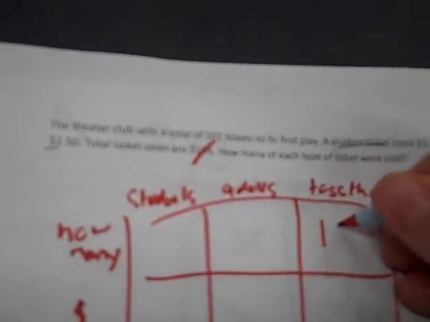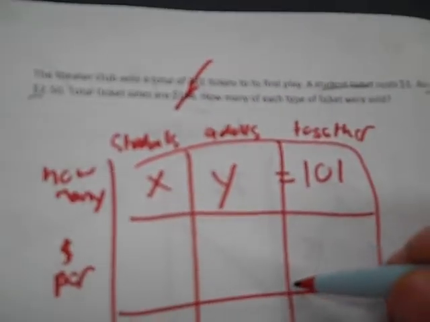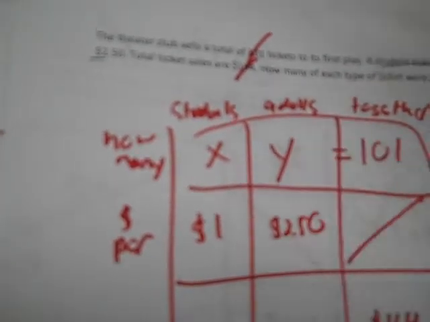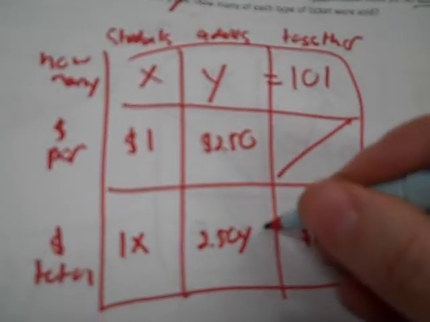How many? Well, the only thing you know about how many is 101 tickets, but it's not students, adults. It also isn't more than, so you go 101, x, y, and that's one equation you're going to have to use then. Okay, on the final, you're not going to use that. Okay, so students are $1. And the adults are $2.50. So x times 1 is the expression 1x, and that's 2.50y.